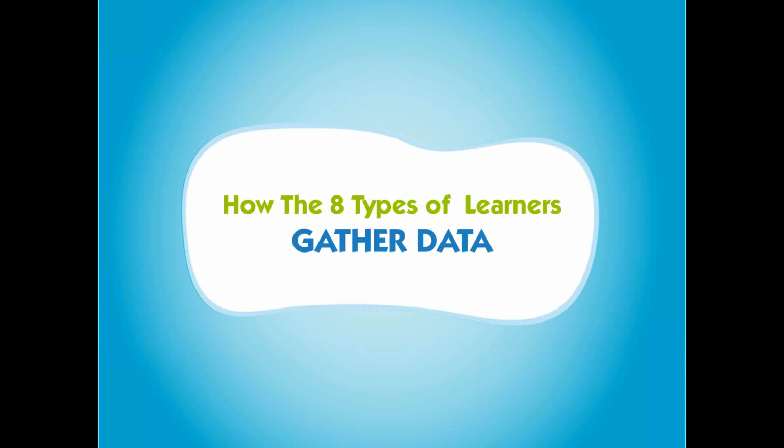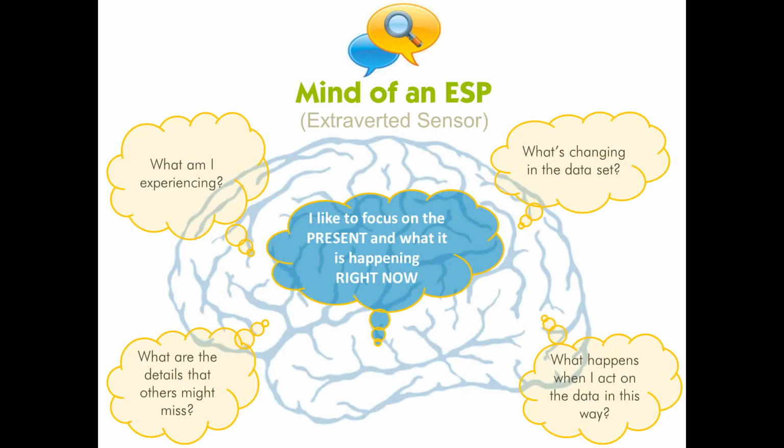So now we're going to talk about how the 8 types of learners gather data, because that's our topic tonight, gathering data. For an extroverted sensor, they tend to gather data in a way that's really familiar to a lot of us. It's kind of the textbook way of gathering data.